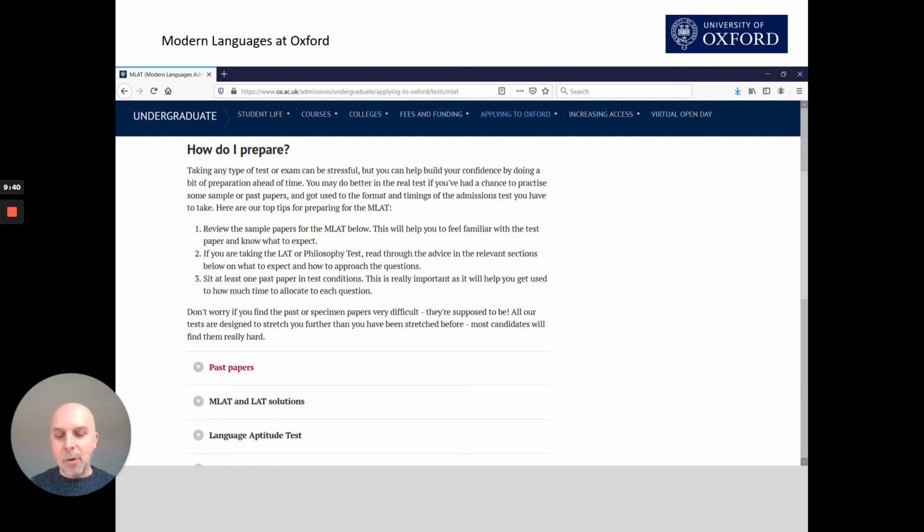And lastly, don't worry if you find these papers very difficult when you are having a go at them. They are supposed to be difficult. They're designed to be useful for people at all stages of language competency, including the very highest near-native stages. So they're likely to stretch you further than you've been stretched before, and most of our candidates find them very hard. Few people get very high marks in them, and that does not in any way mean that your application to Oxford is unlikely to succeed.